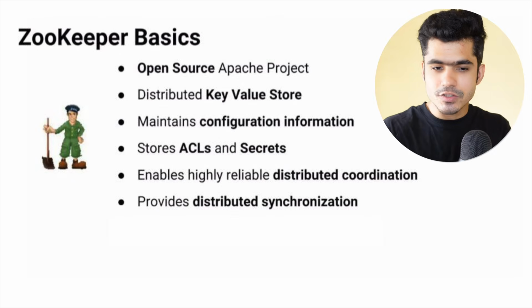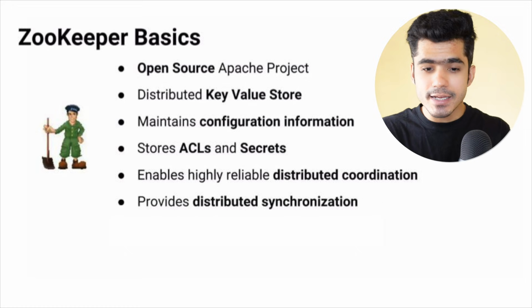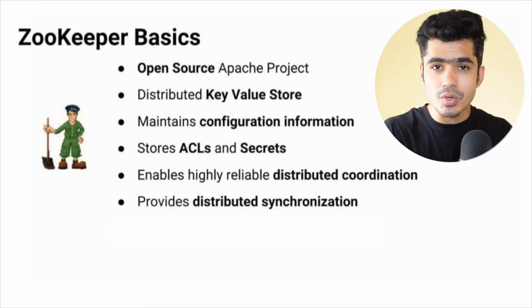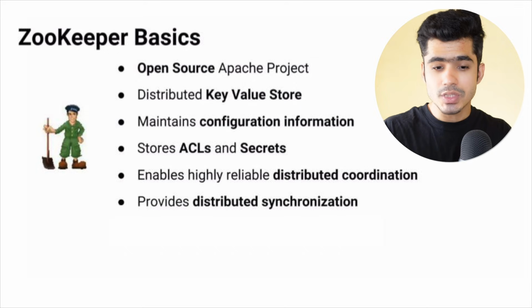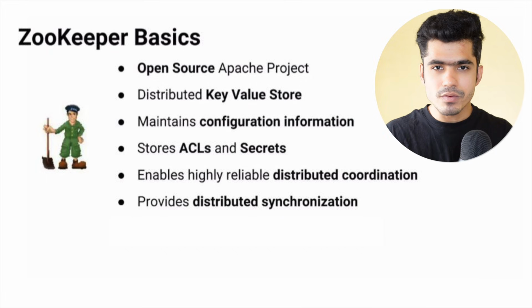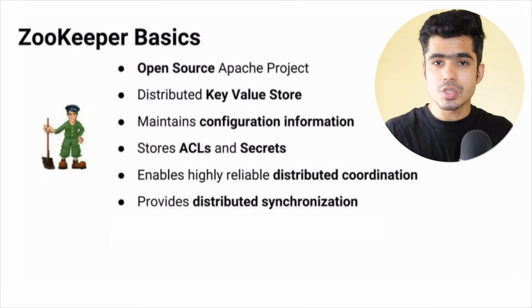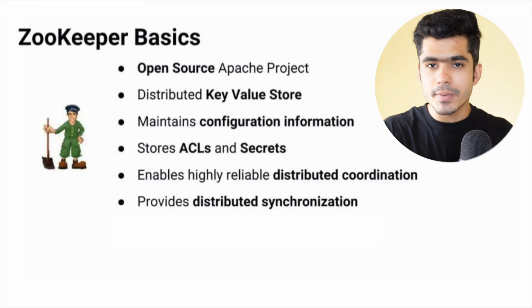Now these are the basics of ZooKeeper. It is an open source Apache project. It is a distributed key value store, so all of the information is stored as keys and values. It maintains the configuration information, stores access control lists and secrets, and enables highly reliable distributed coordination. We have multiple servers and brokers working together from different locations, so ZooKeeper makes sure all of those servers are working properly and provides distributed synchronization. For all of the data that is getting replicated, ZooKeeper makes sure everything happens properly.